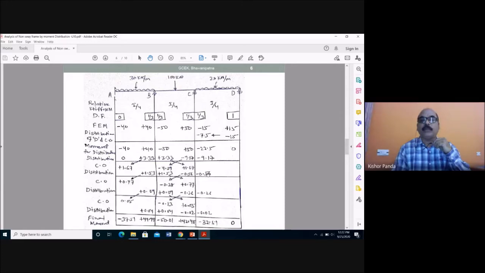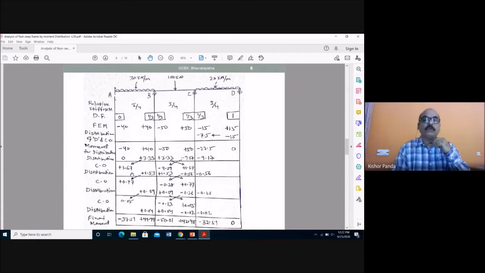So this moment will not carry over to this side. So here these are the carryover moments. So again you have to go for the distribution, or you can also write balancing the unbalanced moment.